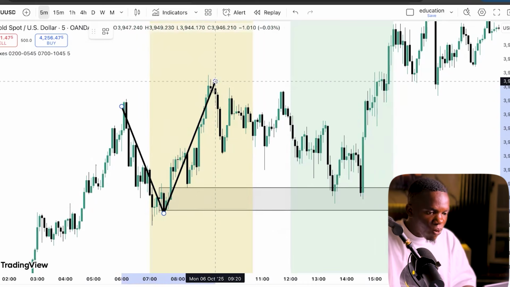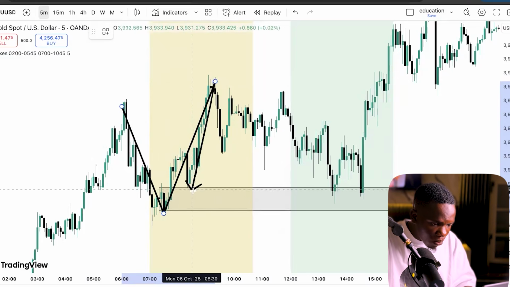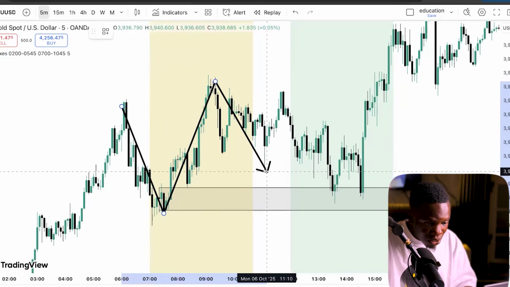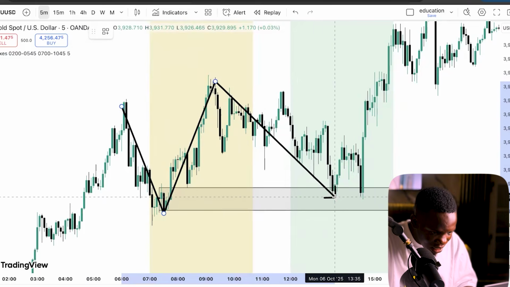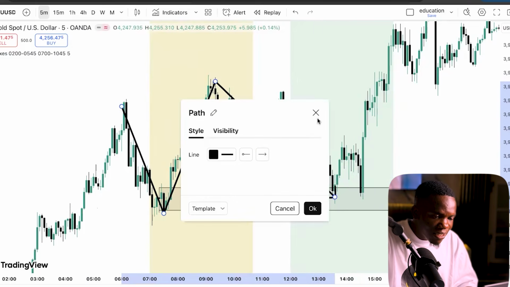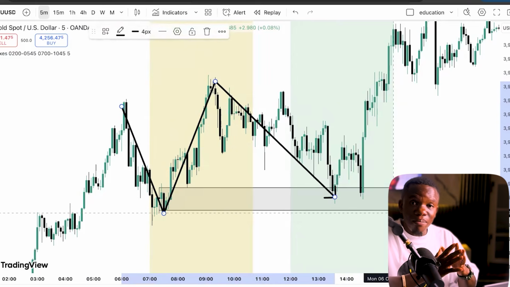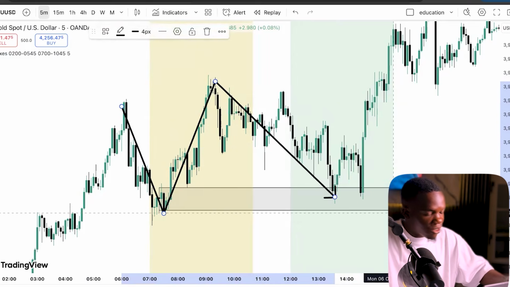Then what we need to do is just wait for price to come back to it. Now it would have been here, but it never came back. It would have been here, but it never came back, and then all of a sudden here. Now once you get this move, and you are working with sessions of the market, you have a higher advantage. Trust me.